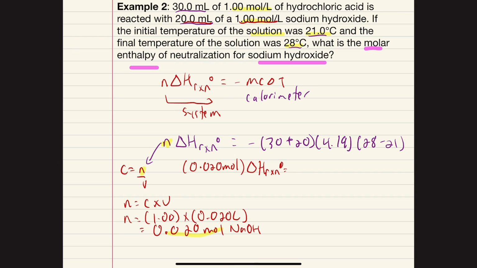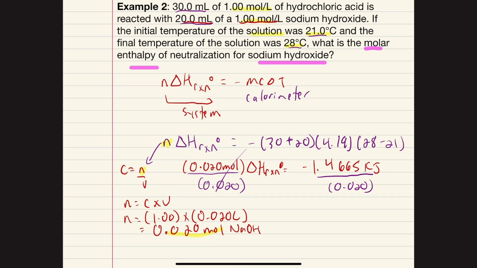Now, we're going to have to convert it to kilojoules. So when you multiply all of that here, remember you're going to end up getting joules. So divided by 1,000 to get kilojoules. And when we do that, we end up with minus 1.4665 kilojoules. So now I'm going to divide both sides by the moles here.